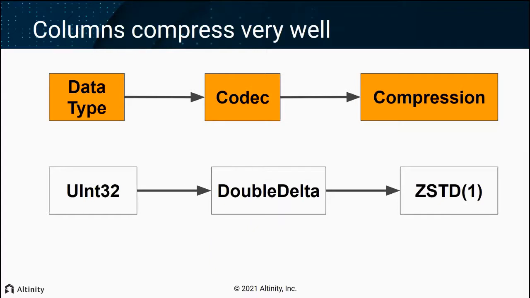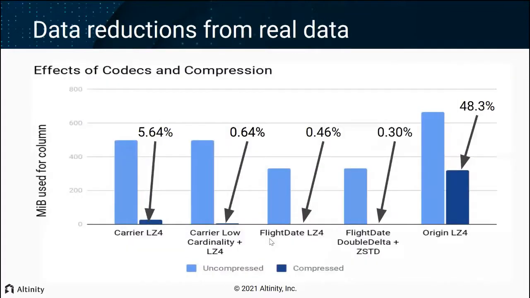ZSTD is one compression algorithm that's supported that we'll be talking about today. LZ4 is another one. So the results can be phenomenal in some cases. So these are compressions from real data. This is airline data, which we'll be using for the labs. And when we apply different types of compression, for example, the airline carrier, which is a 2-letter code like WN or AA that designates the airline, just by putting LZ4 compression on it, we take out about 94% of the data.